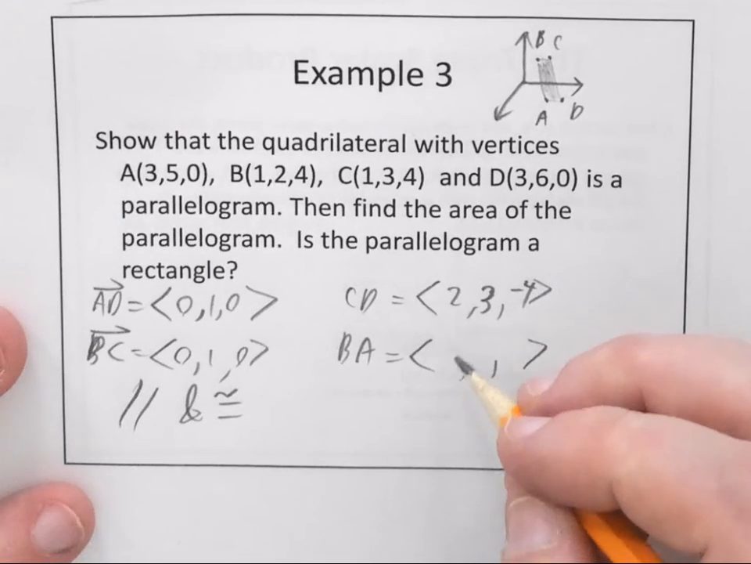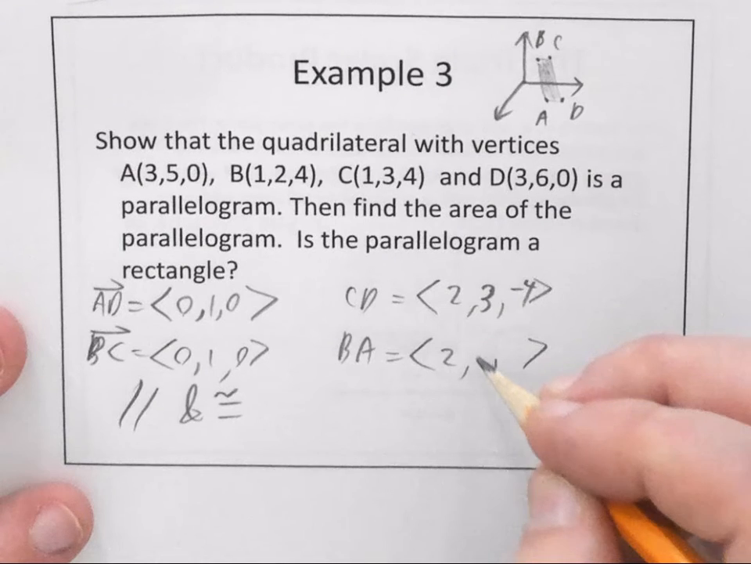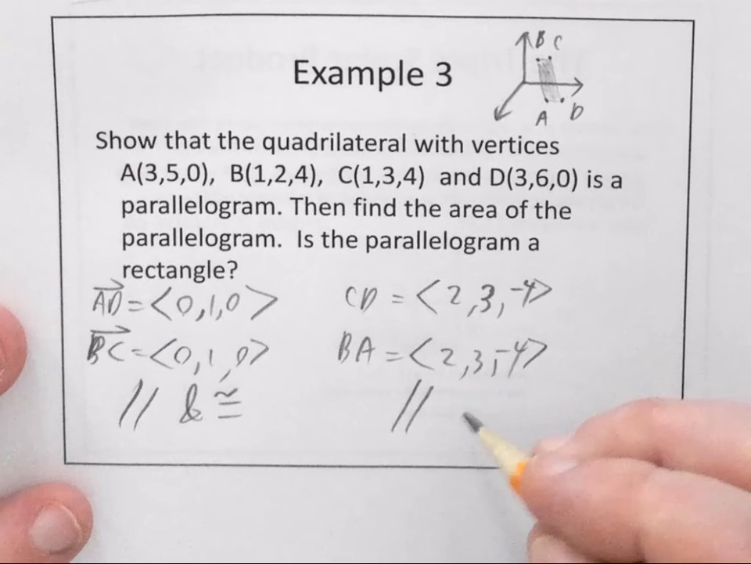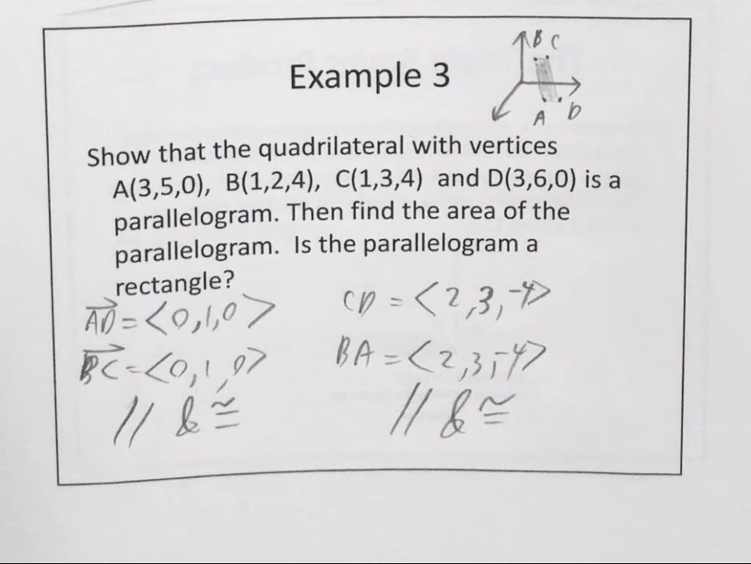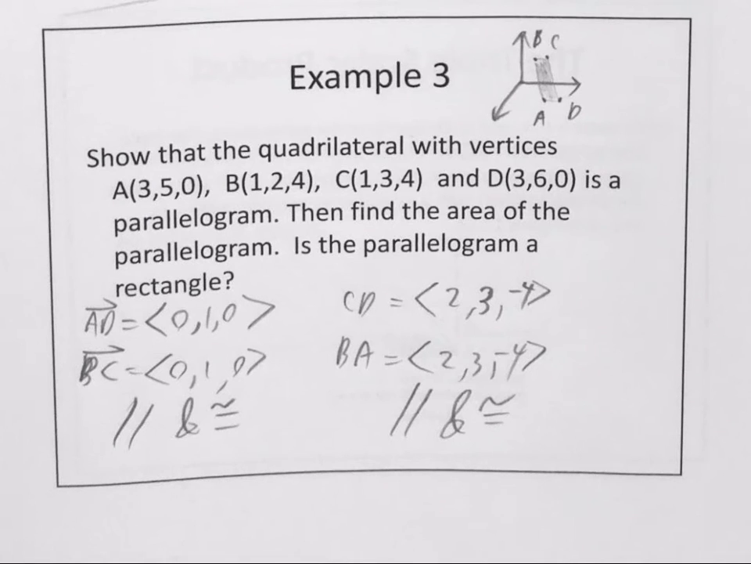2, 3, negative 4. So again, parallel and congruent. That's enough for the first part. They're both parallel and congruent. That means it's a parallelogram. How would I go about finding the area of this parallelogram?